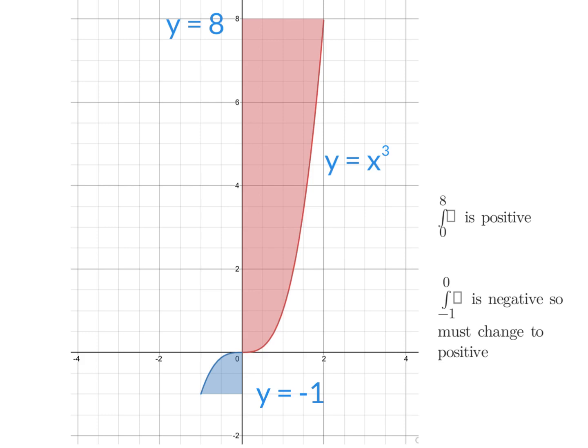The pink section is to the right of the y-axis, so it's positive. So from 0 to 8, you'll get a positive answer. But from minus 1 to 0, that's going to be negative because it's on the left of the y-axis. So we're going to have to change it to positive when we're working out our area.